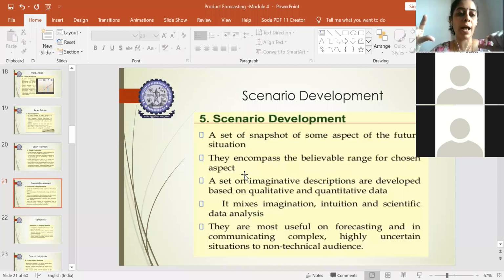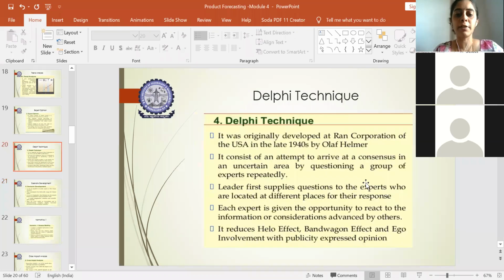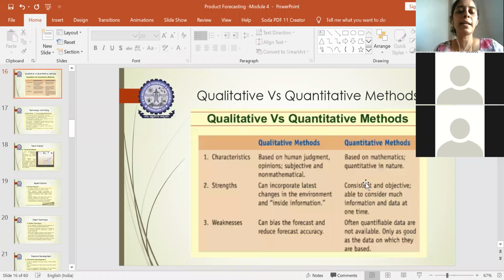Based on the chosen aspect of the future, the data or the range which could be believed will be grabbed. Then a set of imaginative descriptions is developed. Based on the range developed, they will provide a set of imaginative descriptions related to the range. Okay, and these ranges will be based on qualitative and quantitative data. So here you are clubbing two types of forecasting techniques, which we have already studied. Under this it could be either characteristic, strength or weakness with respect to the requirement.